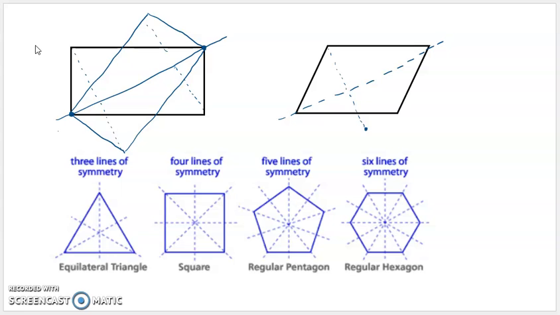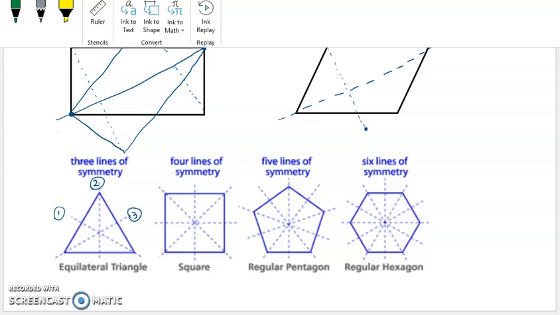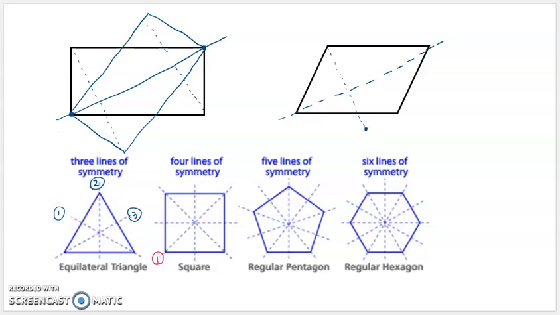A nice investigation when you have regular polygons is how many lines of reflection do they have. If you have an equilateral triangle, it has 3 sides, then it actually has 3 lines of reflection. Line 1, 2, and 3. So 3 sides, 3 lines of reflection. A square has 4 sides. It's a regular polygon, a regular quadrilateral, and it has 1, 2, 3, 4. So 4 lines of reflection.